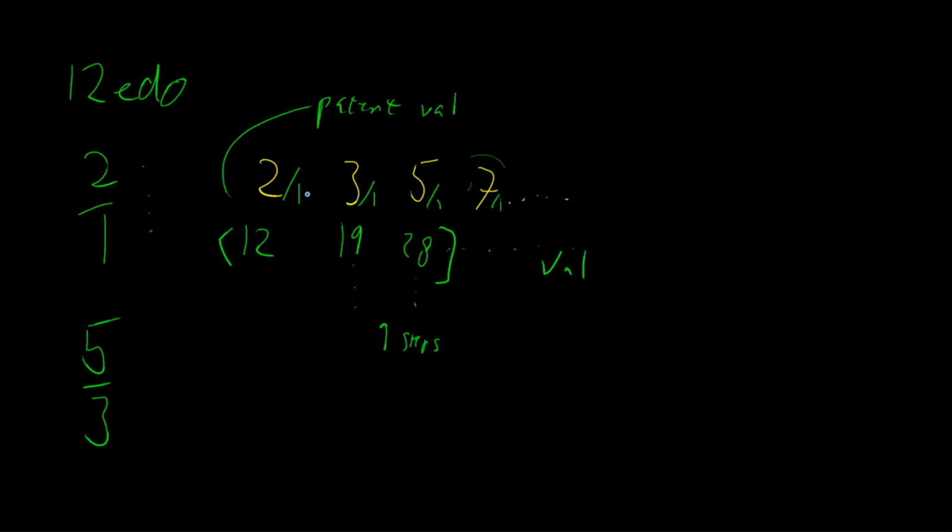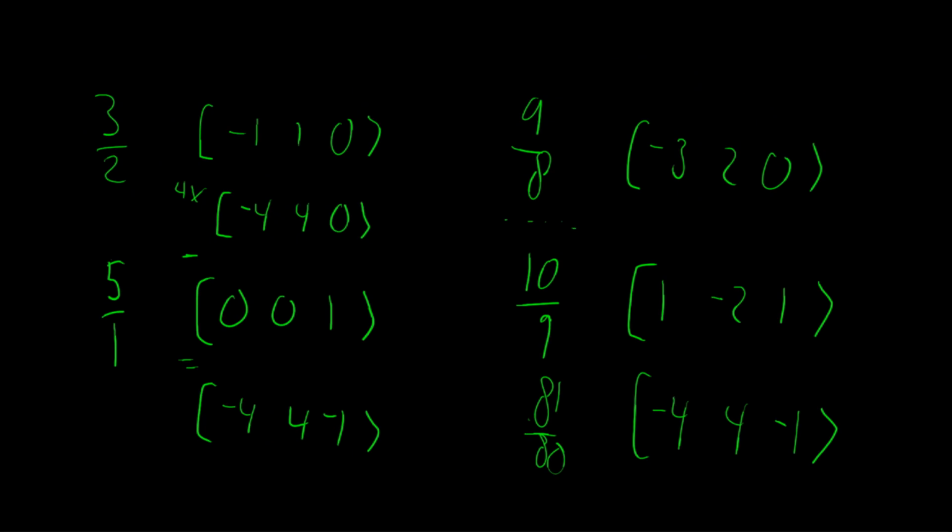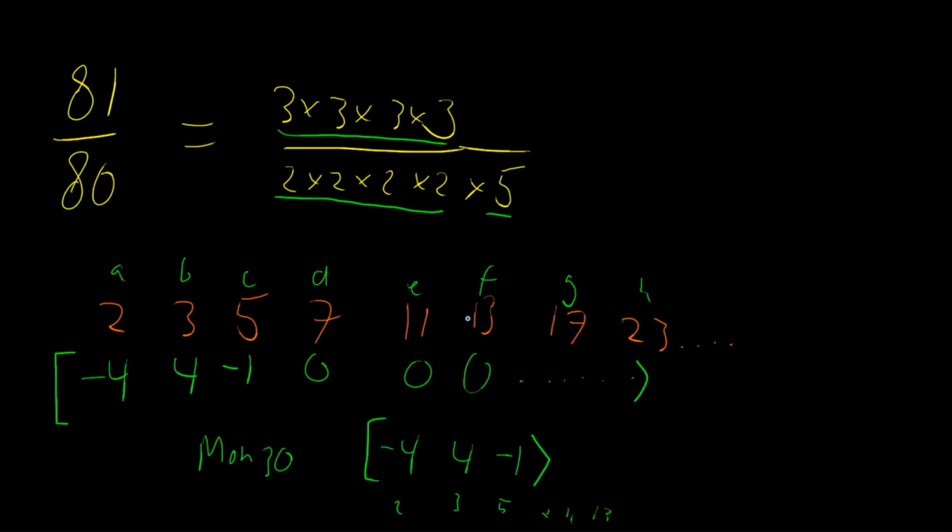So we also talked about vals. We talked about patent vals and also other vals that we can use here by changing the mapping of each interval. We talked about warts, which are these little additions you can add to say, well, we want to use the second best approximation of the prime corresponding to F, which, if you follow this little chart, is the 13th harmonic.